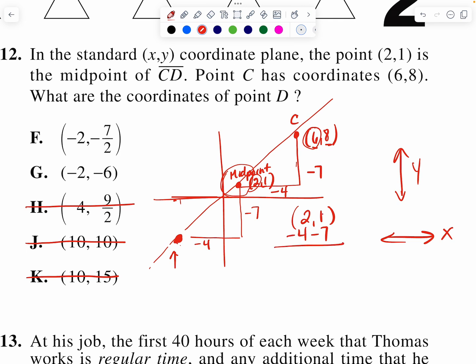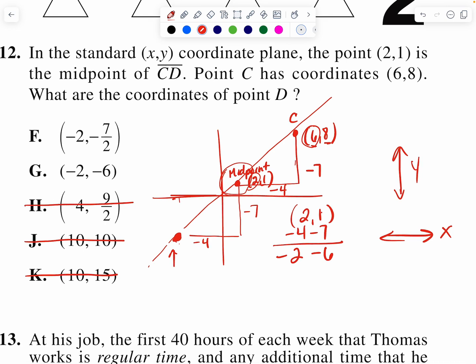So 1 minus 7 is going to give me... 1 minus 7 is not -8, I was thinking -1. I apologize, this is -6. All right, so 1 minus 7 is -6, and 2 minus 4 is -2. So my coordinate point is (-2, -6), which is G.